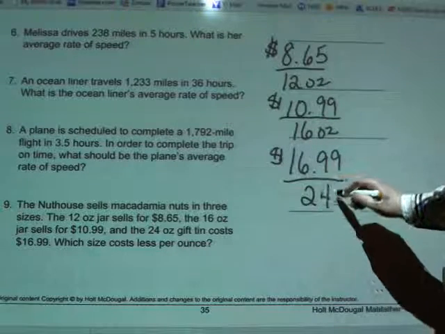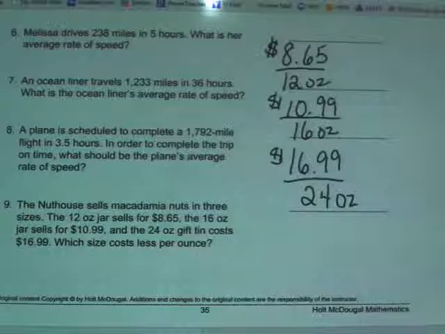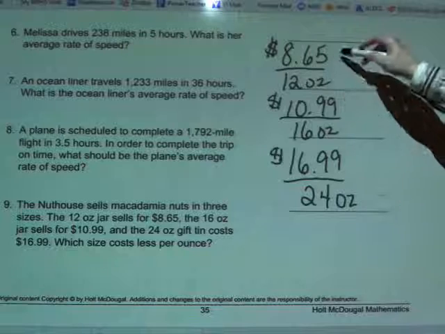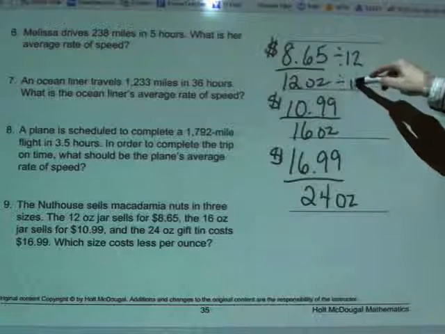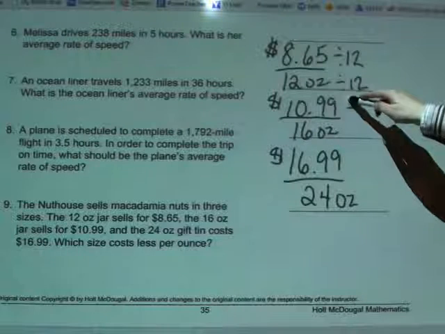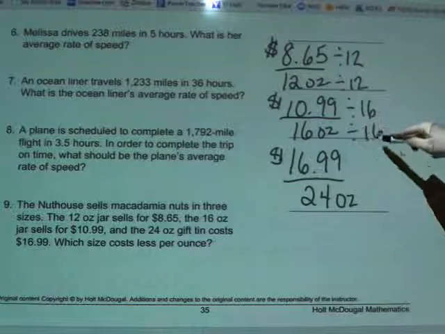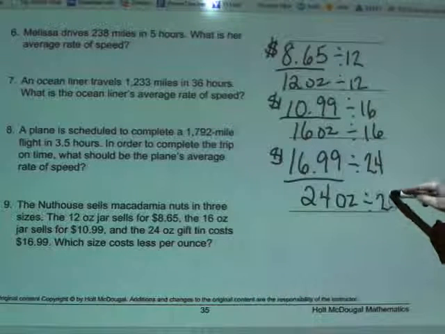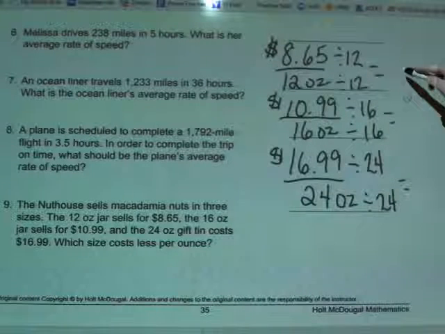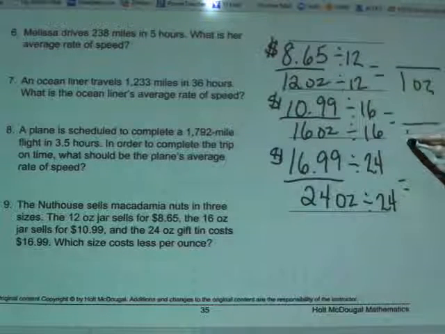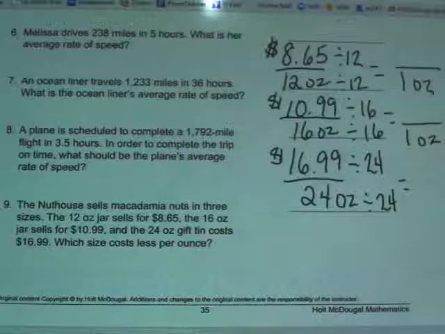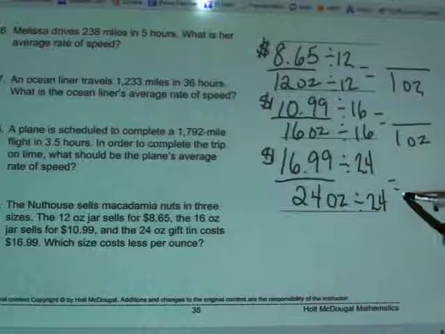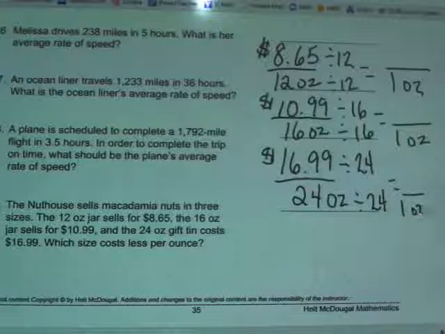on the 24-ounce tin. Again, in all of these, the goal is to make the bottom number become 1, because that's the only way we compare them, when we're figuring out how much we're getting per 1 ounce. So this one, since the bottom number is 12, I'm dividing the top and the bottom by 12. In this one, since the bottom number is 16, I'm dividing by 16. And in this one, since the bottom number is 24, I'm dividing by 24. In all of these, the bottom number is going to become 1, so I don't have to think too hard about that. The top is what we have to think about.